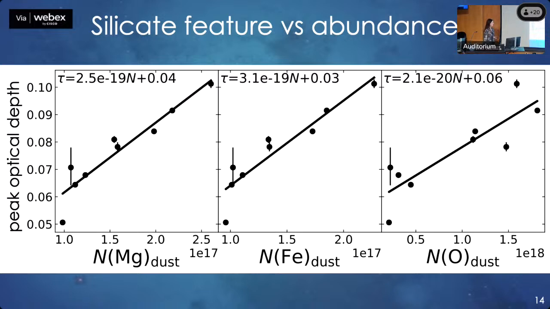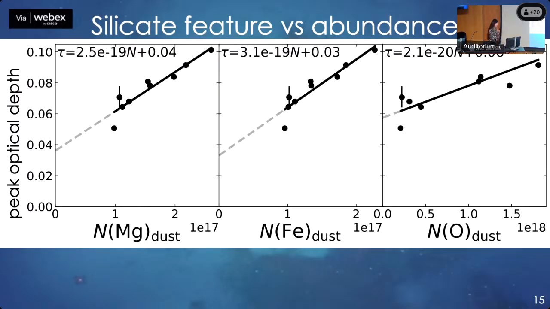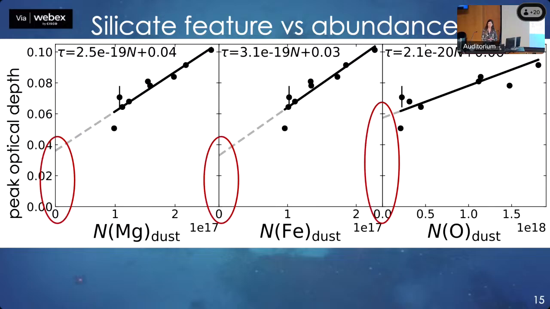However, if we fit the data with a line, we find a non-zero intercept. We find a small positive value. And that means that if we extrapolate the line to 0 column density for magnesium, iron, and oxygen in the dust, we would still measure a small silicate feature. Weird. So we have a few ideas why this could be. For example, maybe we shouldn't be assuming a linear relationship here. Or maybe we're limited by the small sample size.